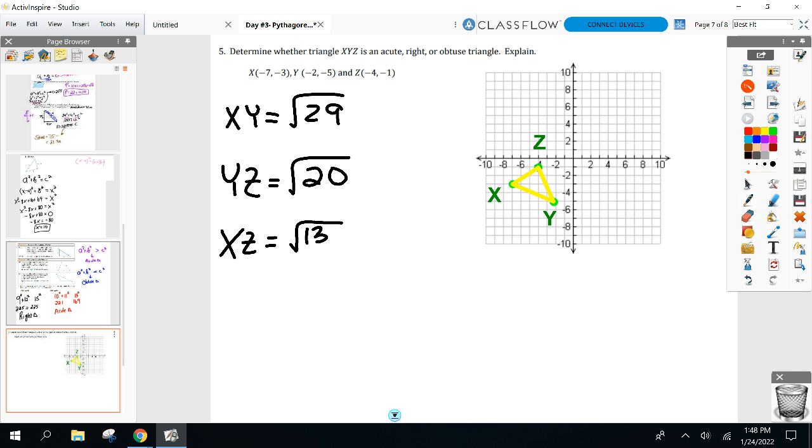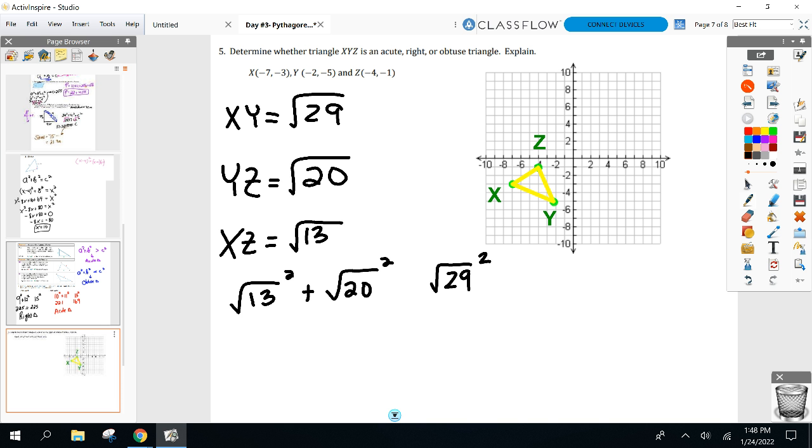Okay, now it's time to test. Now it's time to use Pythagorean Theorem to see if it's acute, obtuse, or right. What are the two smallest sides here? Okay, radical 13 squared plus square root of 20 squared. How does that value compare to the biggest side, the square root of 29, all squared?